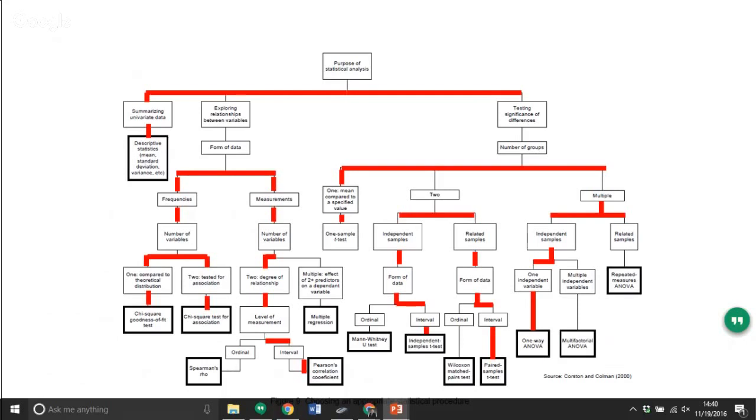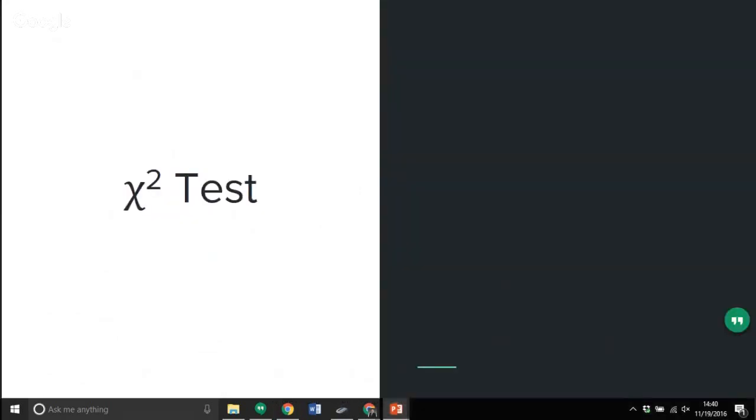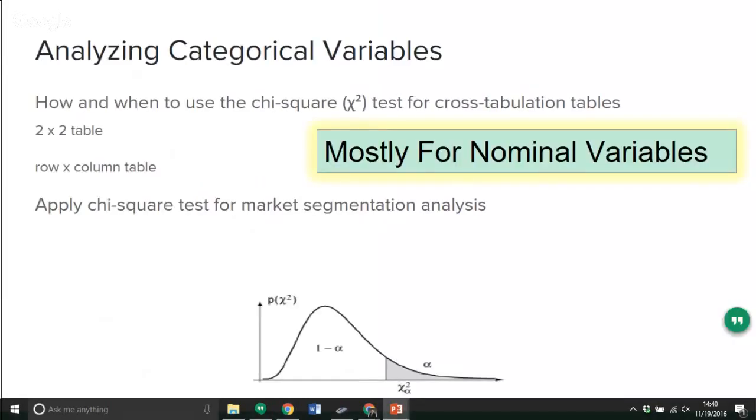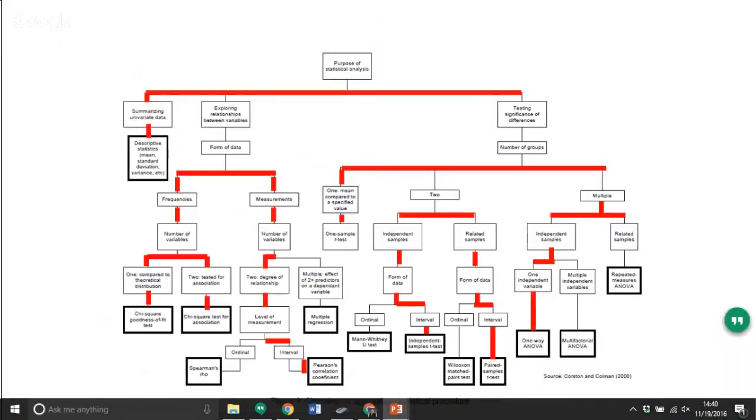All right, so let's talk a little bit about the chi-square test, which we had talked about in class, but we're going to continue and just kind of refresh here. Okay. When we use chi-square tests, we're typically analyzing categorical variables. And if you go back for a second to the tree, and we say that the purpose of the statistical analysis is to explore the relationship between variables, we are looking at frequency data. We are looking at one variable where we're comparing to a theoretical distribution.